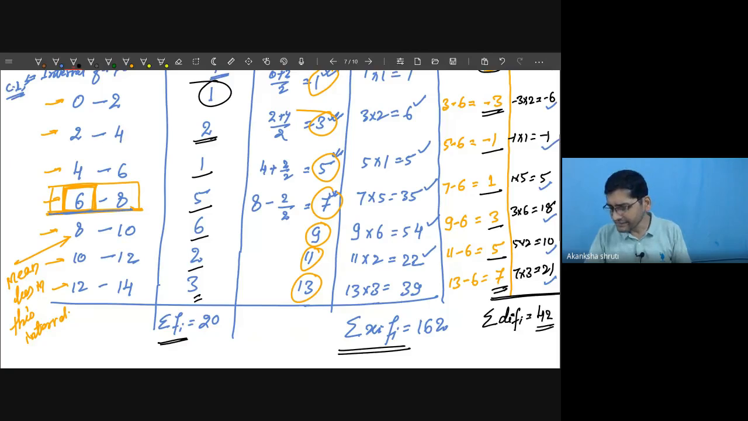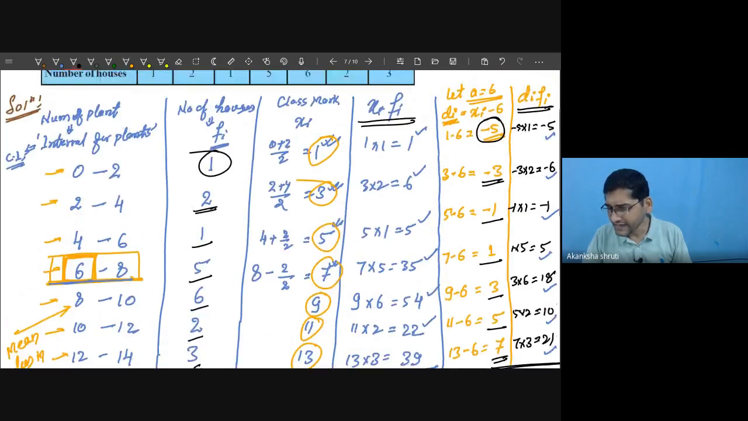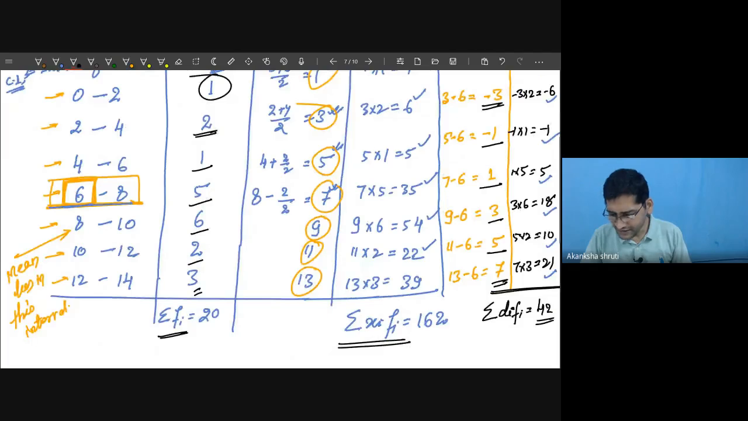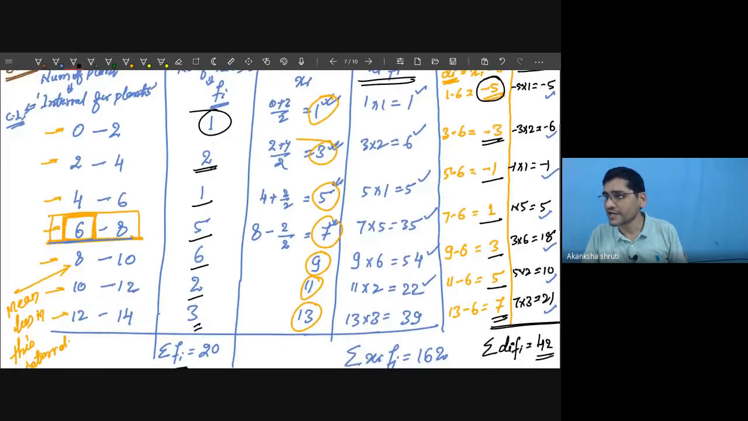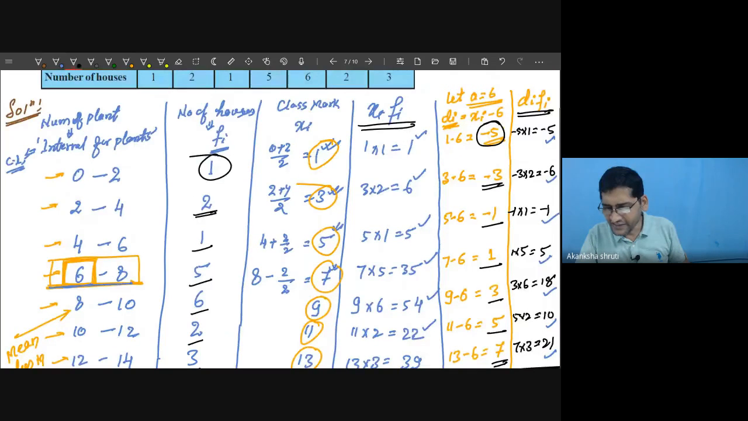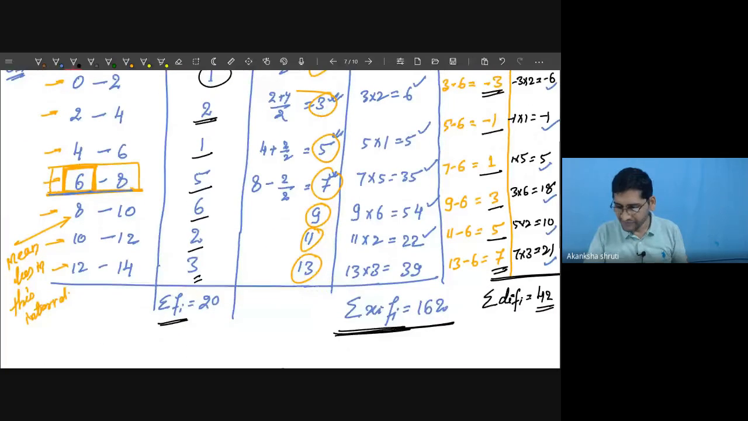So the number that we have obtained by addition of di fi is only 42, but earlier the number xi fi was quite bigger. So this way we are observing that the calculation is being reduced or becomes slightly simpler. Though one step has increased for calculating the di, the addition and the numbers are now simpler.